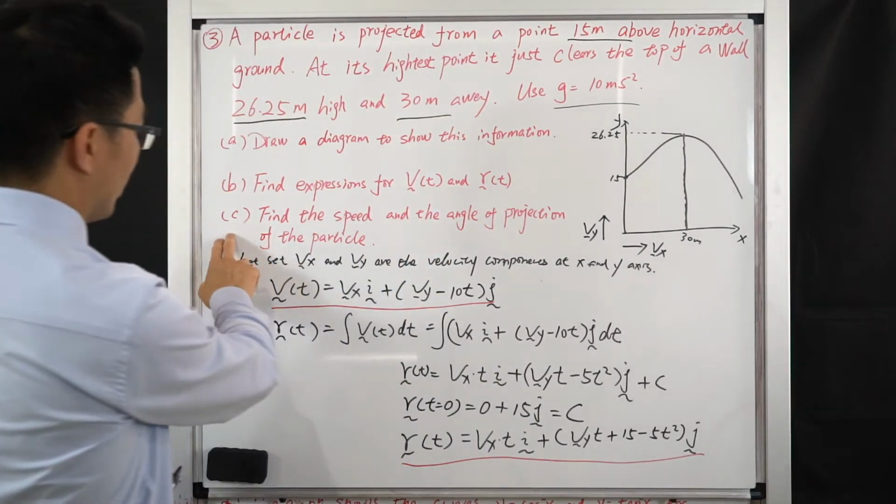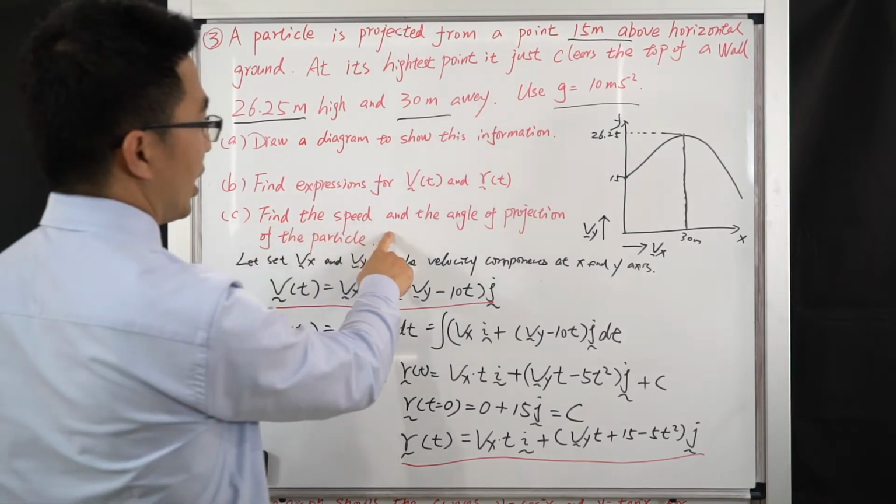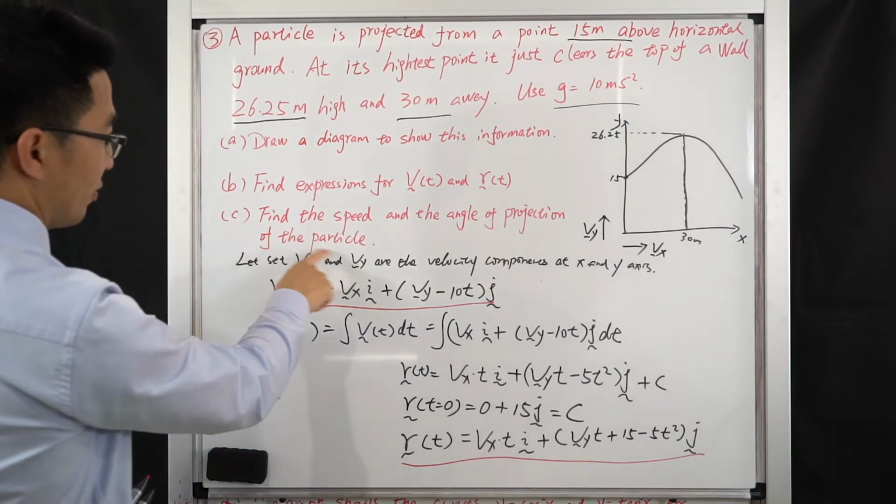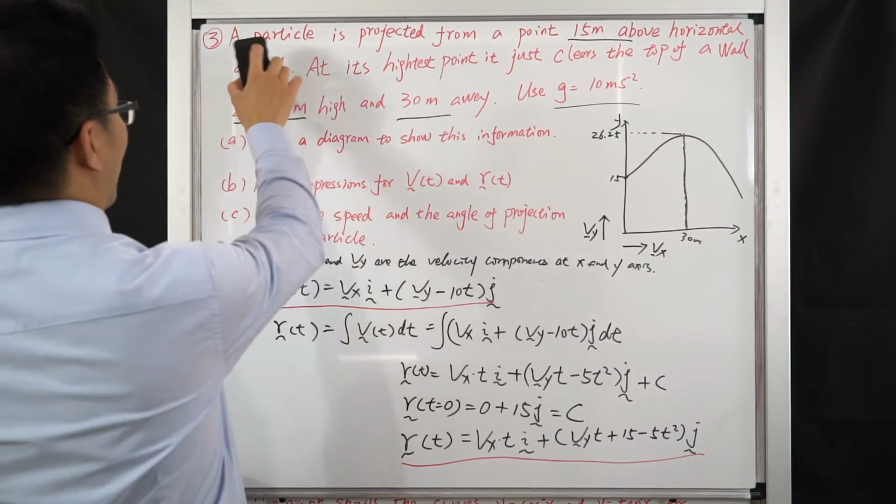Okay, let's go to part C. Find the speed and the angle of projection of the particle. Okay, I'll write it down over here.